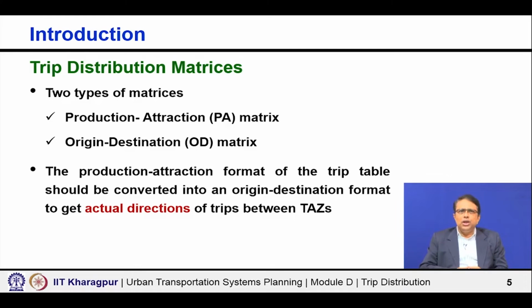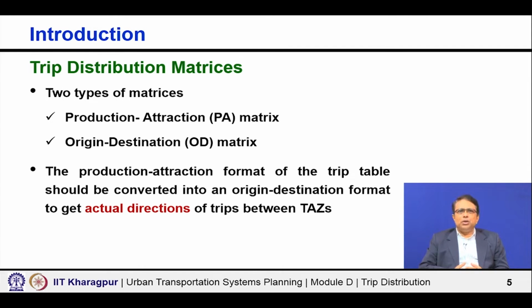Now, when we are talking about trip distribution matrices, most of the times we shall talk about only OD matrix, origin destination matrix. That is the matrix we are going to use when we are talking about mode choice, when we are talking about traffic assignment subsequently. Most cases that is what is going to be more useful. But we also use something called production attraction matrix. In fact, production attraction matrix may be converted to origin destination matrix.